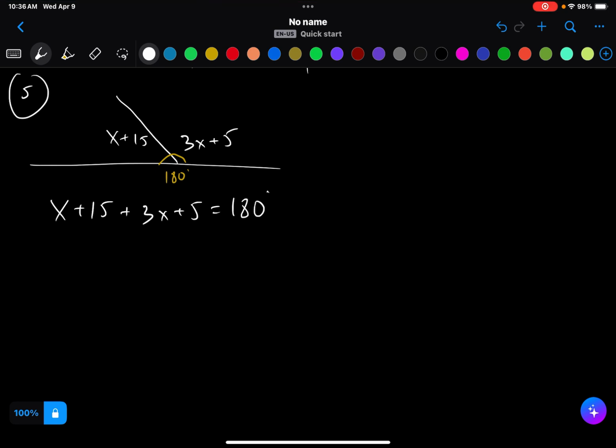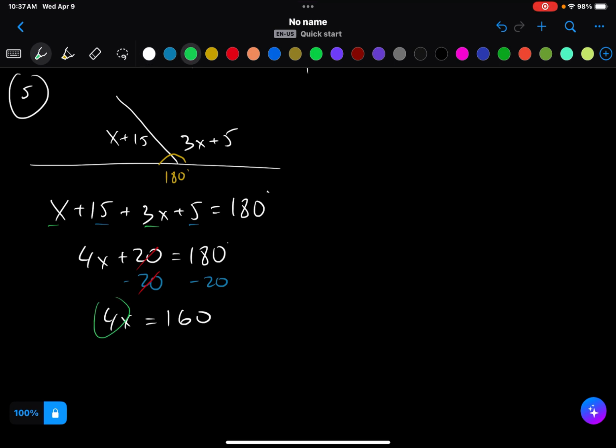Combine your like terms, x and 3x. That's your first like term, and then the other one is right here. So that's going to be 4x plus 20 equals 180. Then solve for x by subtracting 20 from both sides first. That's gone, leaving you with 4x equals 160. And for the last step, I want to get rid of this multiplied by 4, so I'm going to divide by 4 on both sides.